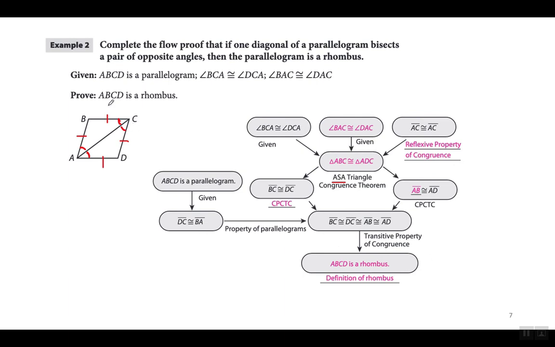Okay, so once you prove that consecutive sides of a parallelogram are congruent, that's it. You could say that it's a rhombus. All right, so if this is on your homework, you could use this to guide you on the proof, okay?